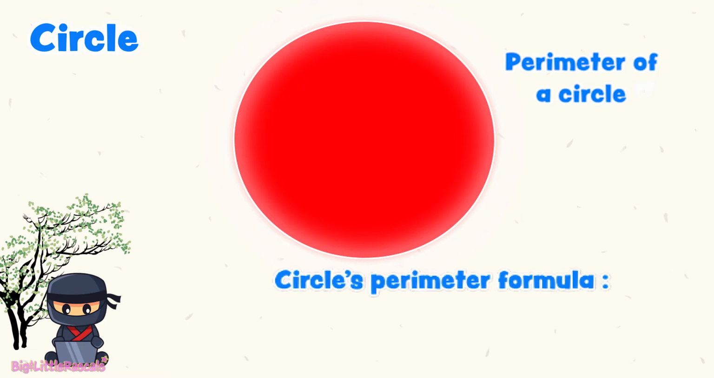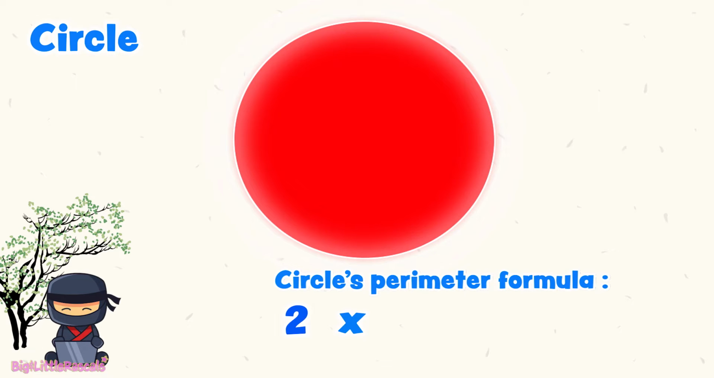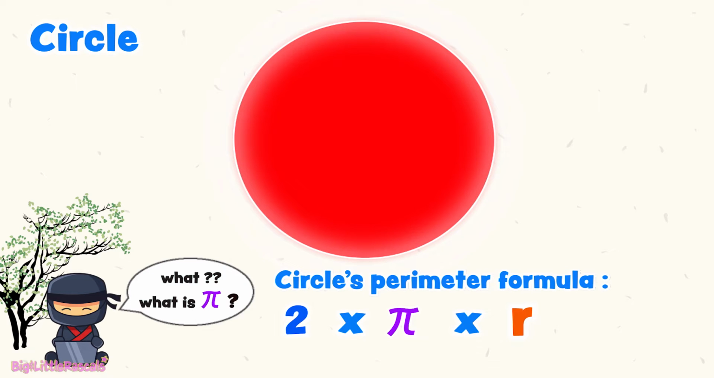Let's zoom in here on the circle perimeter formula. Circle perimeter equals 2 multiplied by pi, then multiplied by r. Okay, I got it, now you are confused. That's okay. Let me explain more here.